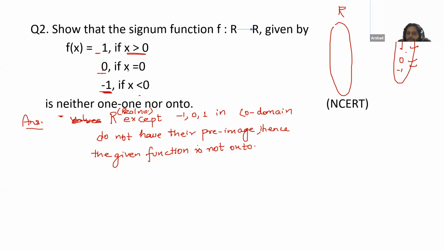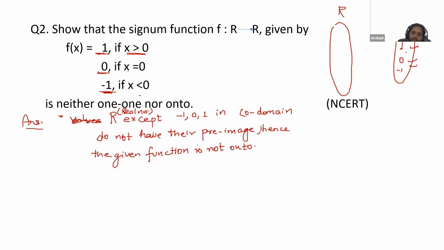If you analyze this question, whatever value you put in place of x, the outcome will be only 1, 0, and -1. Whatever value you put here, the outcome will be 1, 0, and -1. So in the codomain B, we have the real numbers, an infinite set, but except 1, 0, and -1, the rest of the elements do not have the pre-image. That's why we say this is not onto.